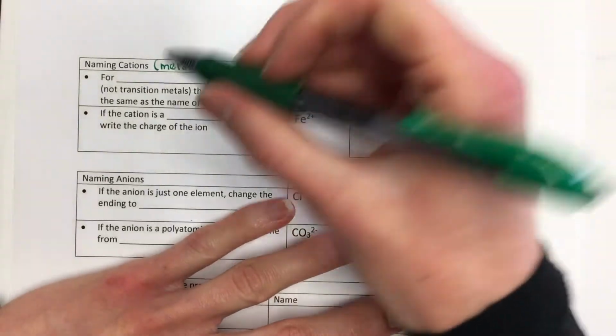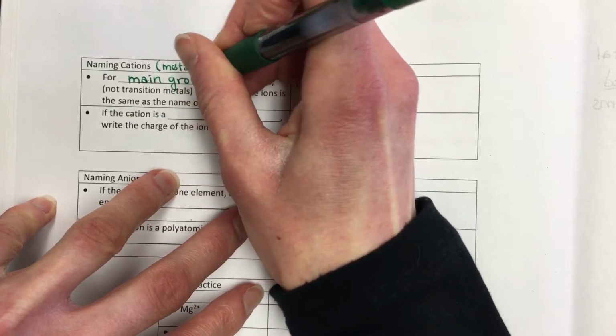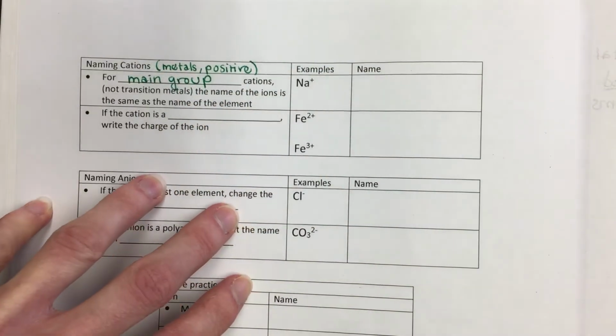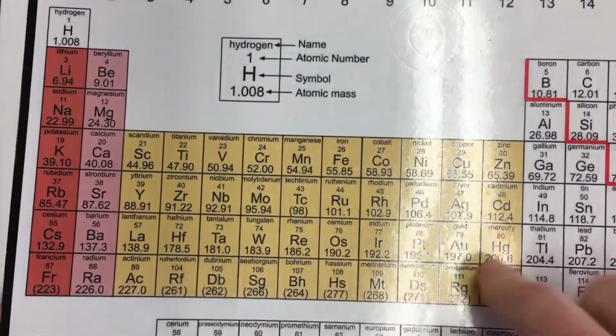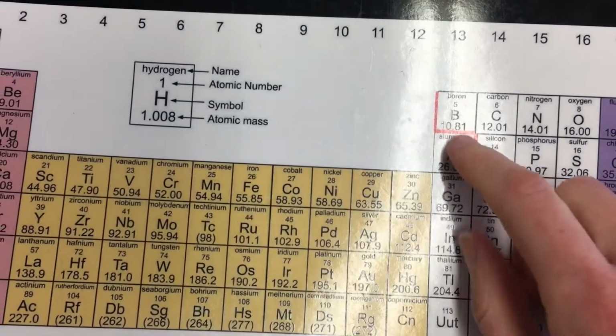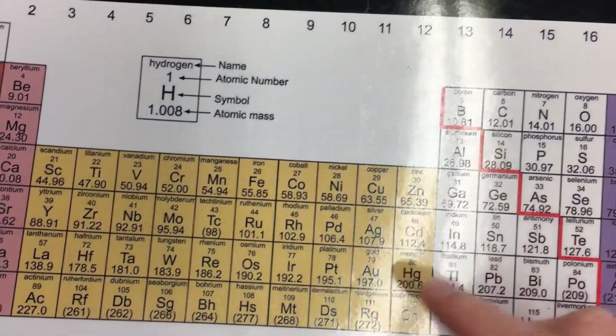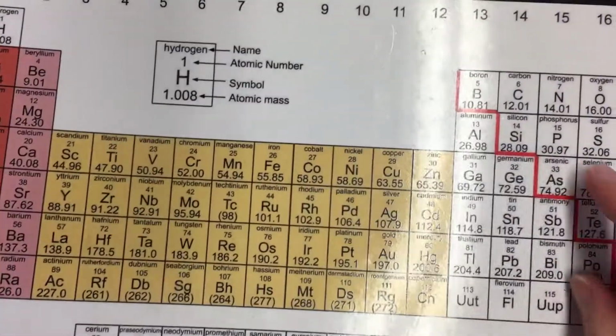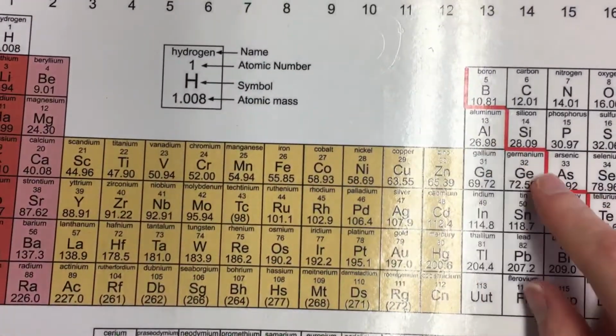Okay, so the rule is for main group cations. Now let me tell you what I mean by main group. The main group cations are ones that are not transition metals. So that would be these columns right here, like aluminum and gallium. So just mostly these two columns and a couple over here.